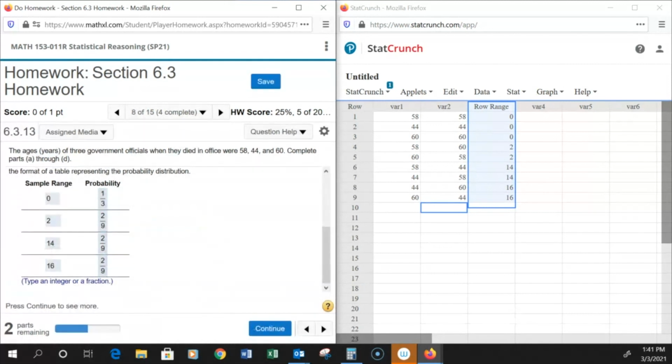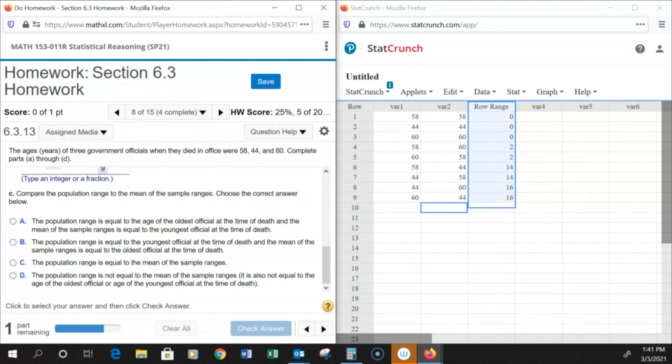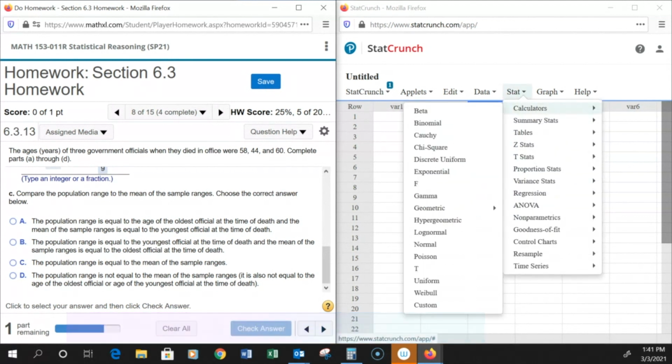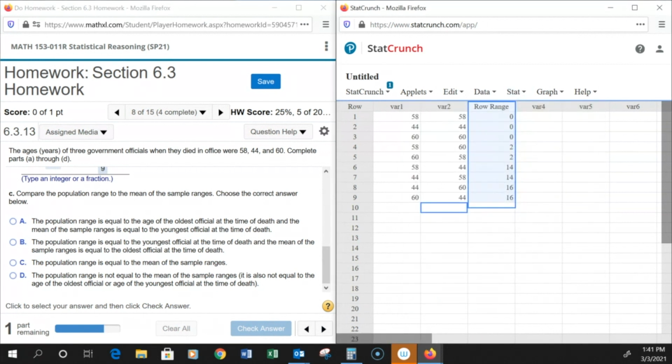So far, so good. Anybody want to make a prediction? You can make a prediction because you've known these things. What you know is that the things that do target, the things that do have a mean equivalent to the population are our most valuable players, the MVPs, the mean, the variance, the proportion. This is not a mean, it's not a variance, it's not a proportion, it's a range. I don't think it's going to match then.